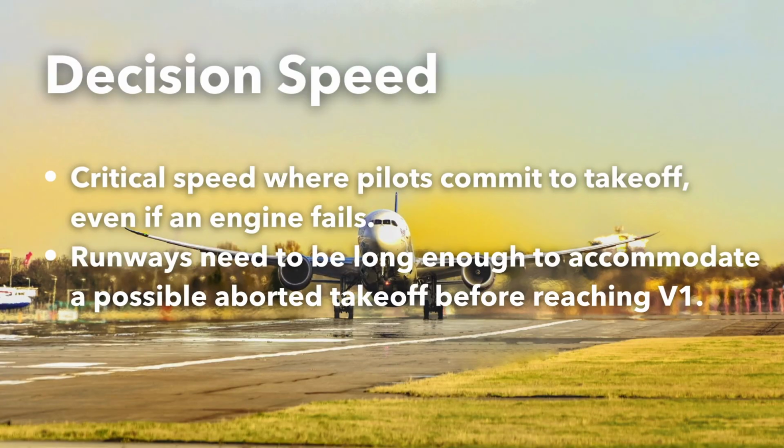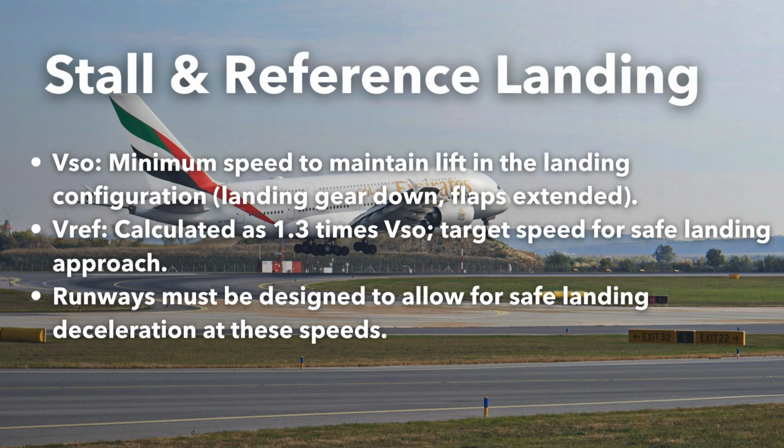Thirdly, we have V1 or the decision speed. This is the critical speed at which pilots commit to taking off even if an engine fails. For safe operations, runways must be long enough to accommodate an aborted takeoff up to this speed, ensuring the aircraft has enough distance to stop safely if necessary. Lastly, we have VSO, which is stall speed in landing configuration, and VREF, which is the reference landing speed. VSO indicates the minimum speed needed to maintain lift in the landing configuration. VREF, which is calculated as 1.3 times VSO, is the target approach speed for landing. Runways must account for these speeds to ensure sufficient length for landing deceleration and safe operations.